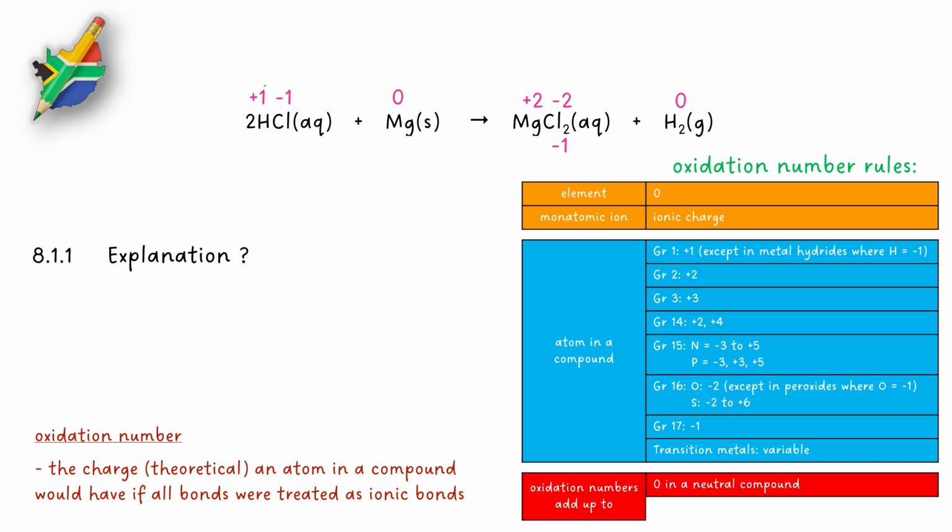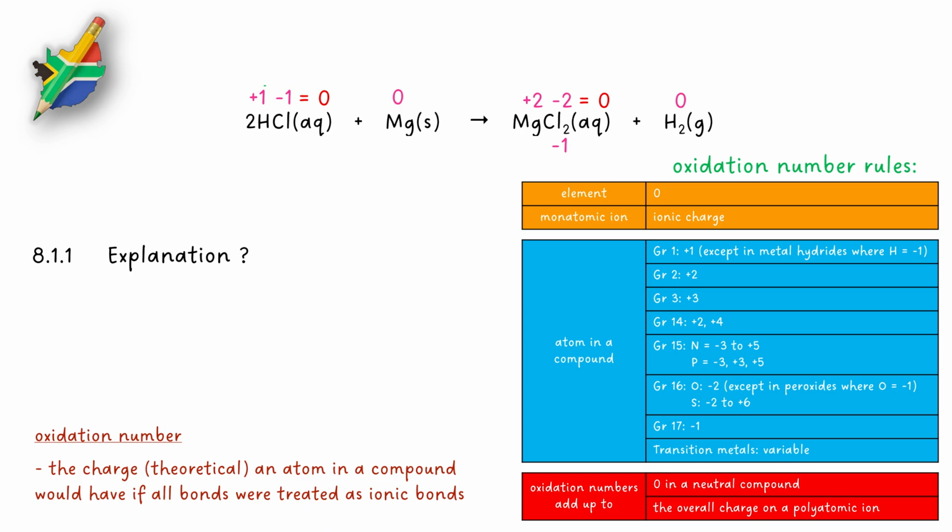Then oxidation numbers must add up to 0 in a neutral compound. So the 2 compounds in the reaction have oxidation numbers adding up to 0. The last rule is that in a polyatomic ion, the oxidation numbers add up to the charge on the ion, but we have no polyatomic ions here.